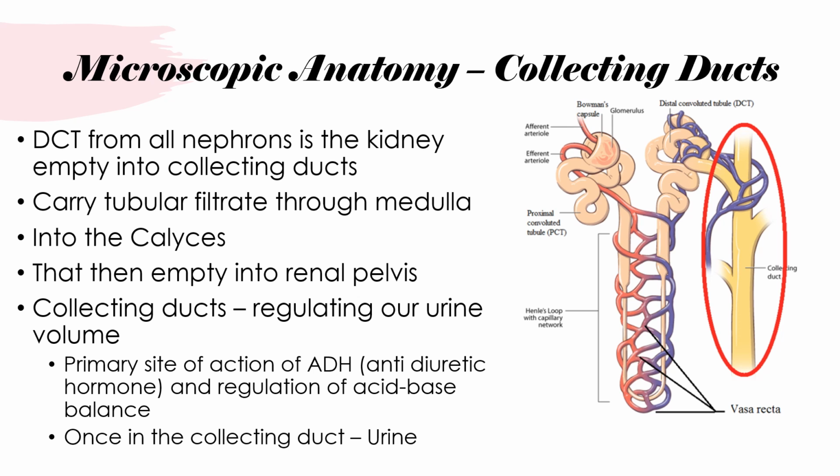It's going to regulate our urine volume. It's also going to be the primary site of the antidiuretic hormone. Remember that endocrine system? And the regulation of the acid-base balance. That's where this is going to happen. And once it's in the collecting duct, that tubular filtrate now becomes urine.